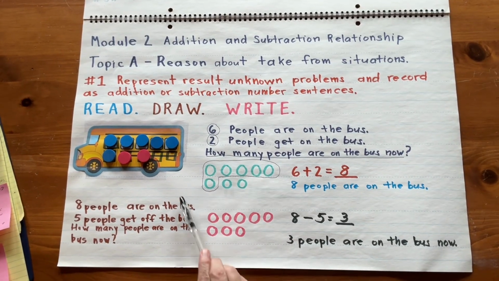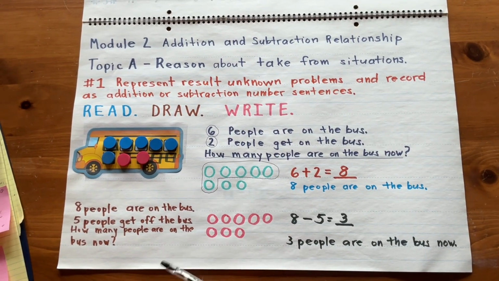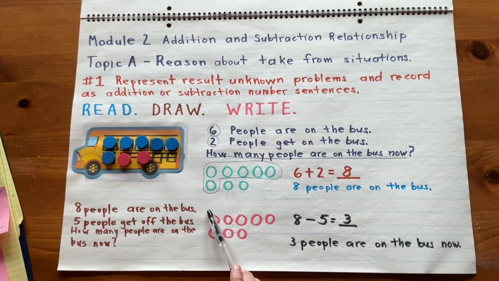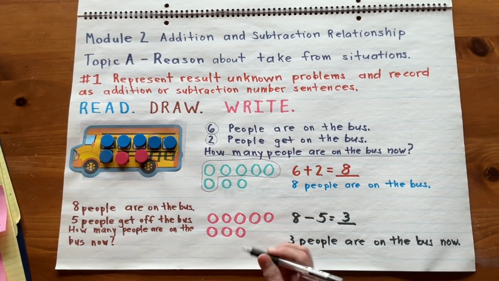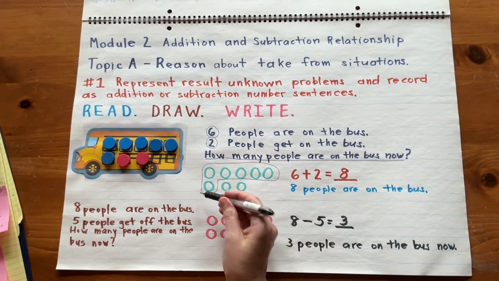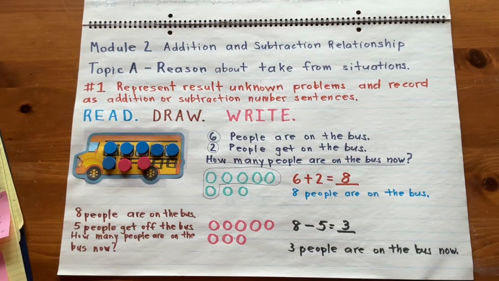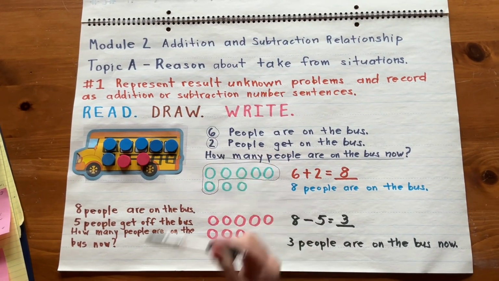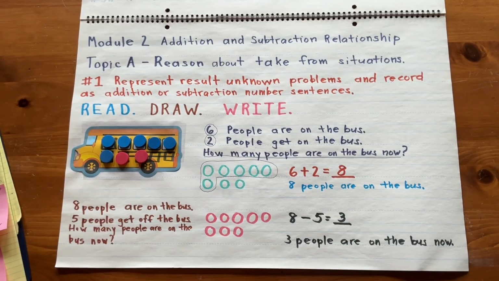You'll notice it's set up as a 10 frame. And we do that because they can see the 6 right away. But to help them, they're told to draw a circle around the 6. Now their math picture should match the numbers in the problem.